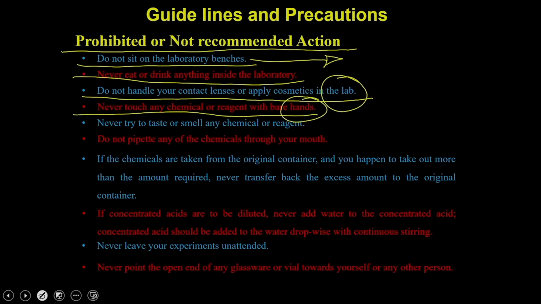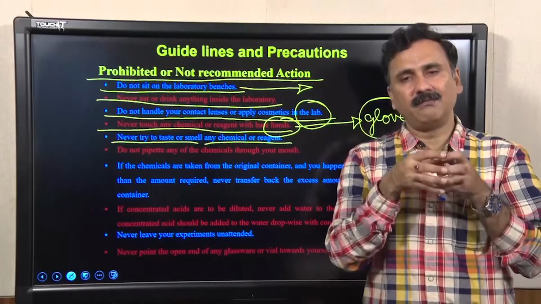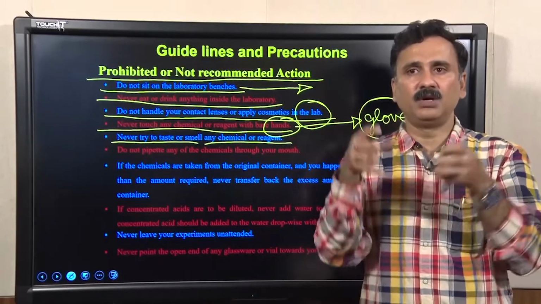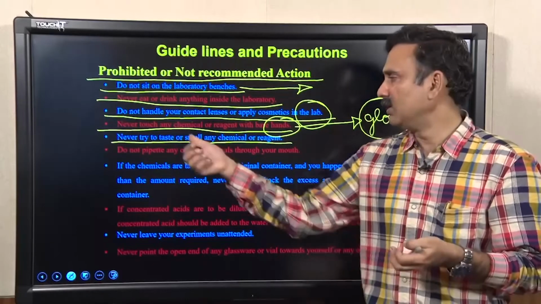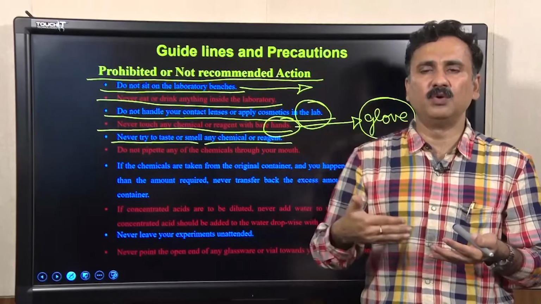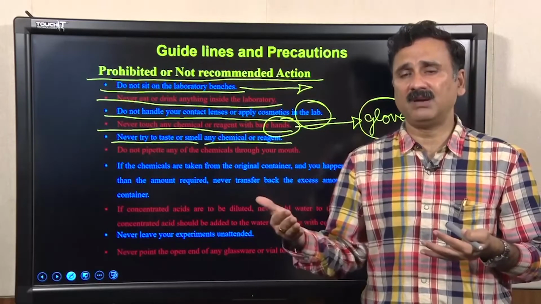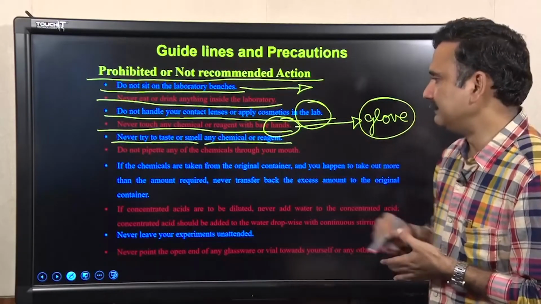So, as I said, you always have to wear gloves before you open the container, or before you perform the experiments. Never try to taste or smell any chemicals or reagents. You have been provided material safety data sheets, and that gives you the complete information about what the material is, how it looks, and all that kind of information. So, there is no need to taste or smell these chemicals, because that is going to expose you to the toxic chemicals or the toxic fumes produced from these chemicals, and that is not good for your health.